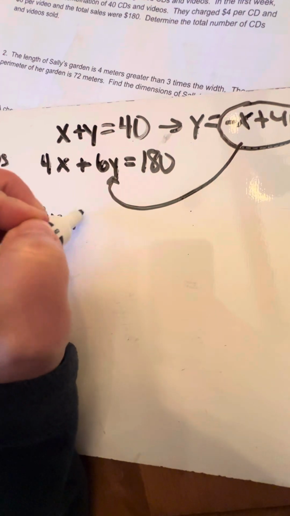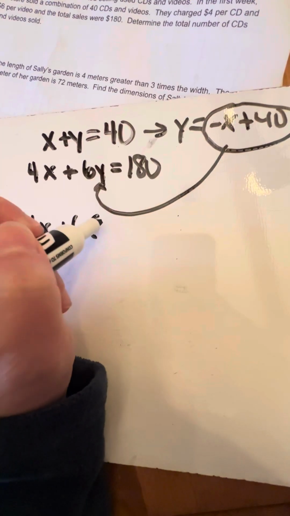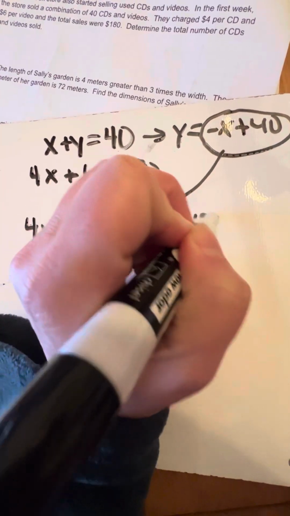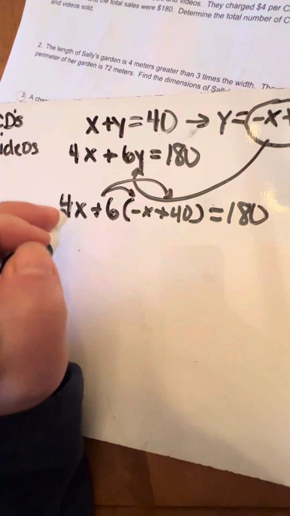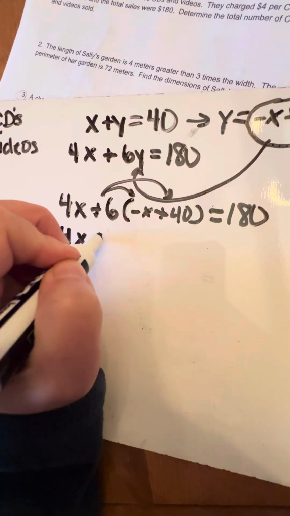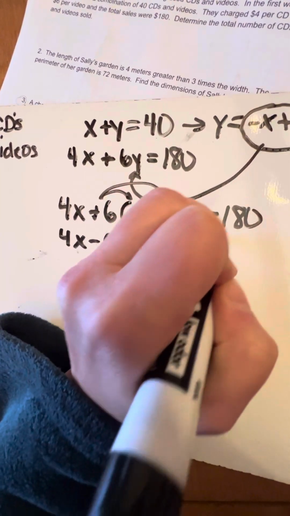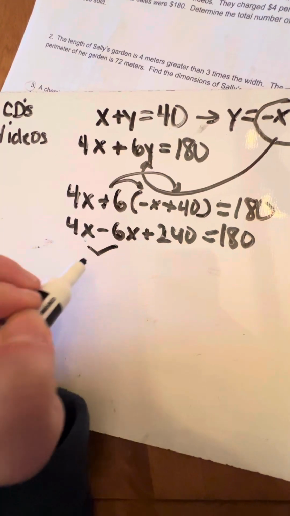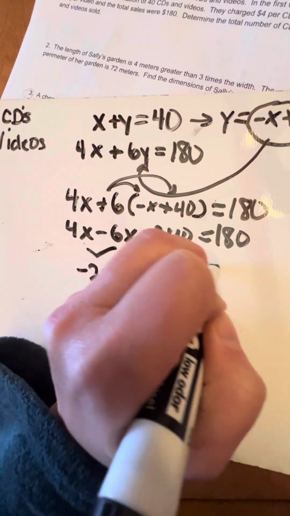So 4X plus 6, now we're going to take this Y and replace it with negative X plus 40, and it's going to equal 180. Now I can go ahead and distribute. I'm going to do 6 times this, and you get 4X minus 6X, and then you have plus 240 equals 180. So now I'm going to combine like terms, which are these two. You end up with negative 2X plus 240 equals 180.